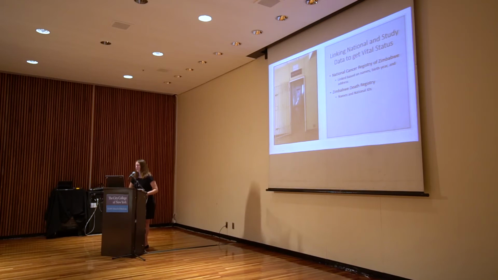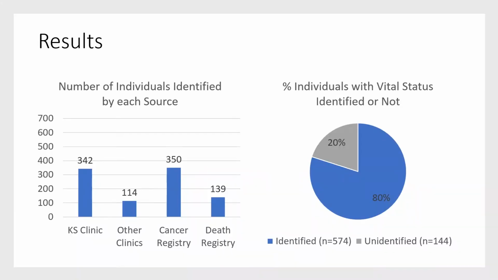If we couldn't find their vital status from anything else. So really an exhaustive search, we did everything I could possibly think of outside of calling people or physically going to their homes to figure out what the vital status was. And using all of this, we did identify up to 80%.